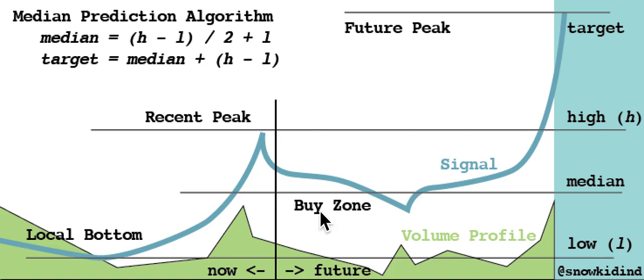Typically a pullback is usually about 50% on average between good performing and poor performing bounce metrics. So in this case, we have our local bottom, we have a recent peak, we take the difference and divide by 2 and we get this median. The median is basically your 50% retrace mark. Above the median, let's just say that's a 40% retrace, and below the median, let's just say that's a 60% retrace.